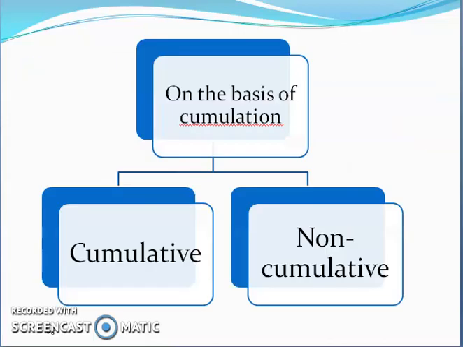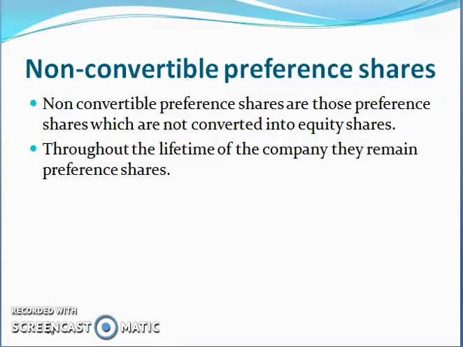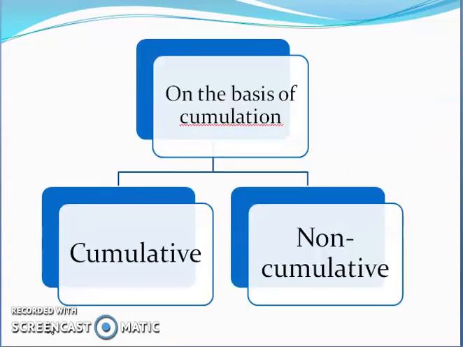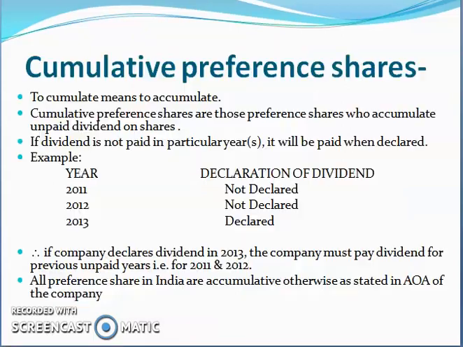The next we have is non-convertible preference shares. Non-convertible preference shares are those preference shares which are not converted into equity shares after a certain period of time. Throughout the lifetime of the company, they remain preference shares. The next classification is on the basis of cumulation. They are cumulative preference shares and non-cumulative preference shares.